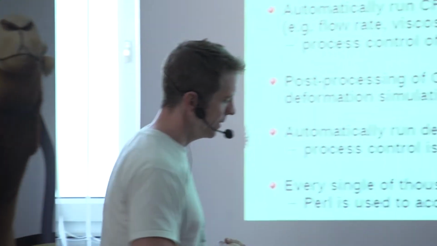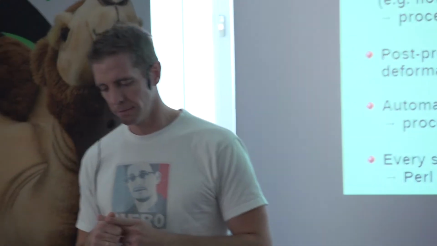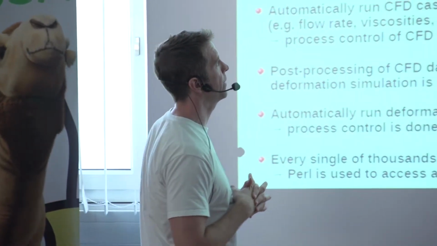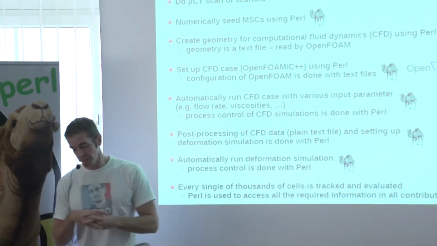So what were the steps I had to do during this project? First I had to do the scan of the scaffold with the microCT, then I had to numerically seed the cells onto the scaffold. This was done with Perl, as we have just seen. Then I created the geometry for the computational fluid dynamics program. The fluid dynamics program was called, or is, OpenFOAM.